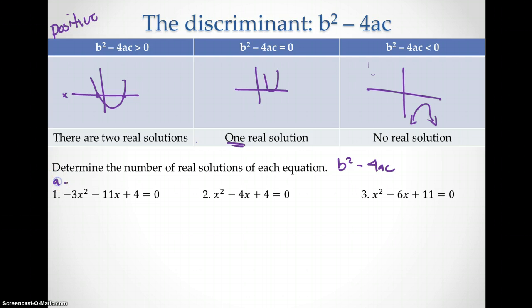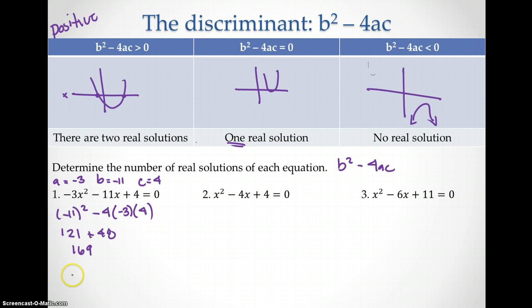So you will still label a is negative 3, b is negative 11, and c is 4. And you'll plug into b squared minus 4ac, just that part. So this is going to be negative 11 squared minus 4ac, which is 4. Then you'll simplify. Negative 11 squared is 121. And then 4 times 3 times 4 is positive 48. And then when I add these, I get 169.